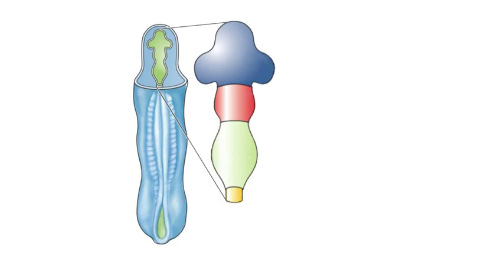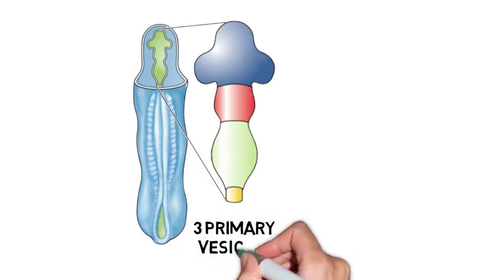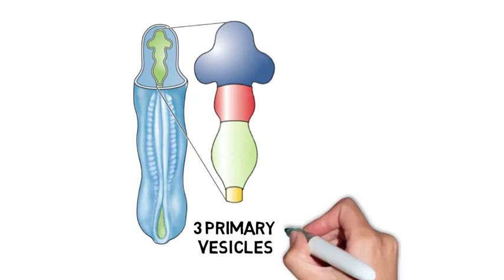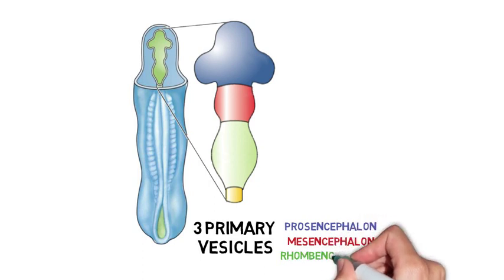Instant Neuro! Brain vesicles. At the third week of development, the cephalic end of the neural tube shows 3 dilations. These are known as the primary brain vesicles. These are the prosencephalon, mesencephalon, and the rhombencephalon.